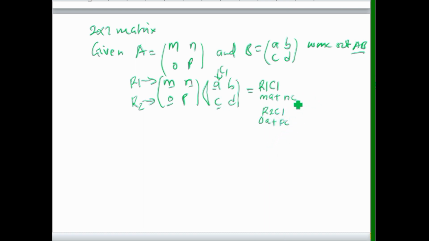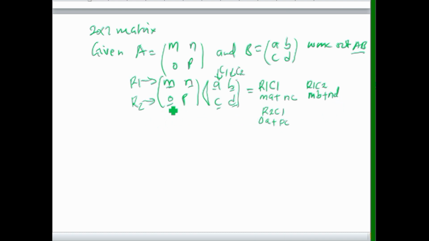All right, let's come now to the first row and the second column, that is the second column of the second matrix. Now we shall have m times b, that is mb, and then add n times d, that is nd.